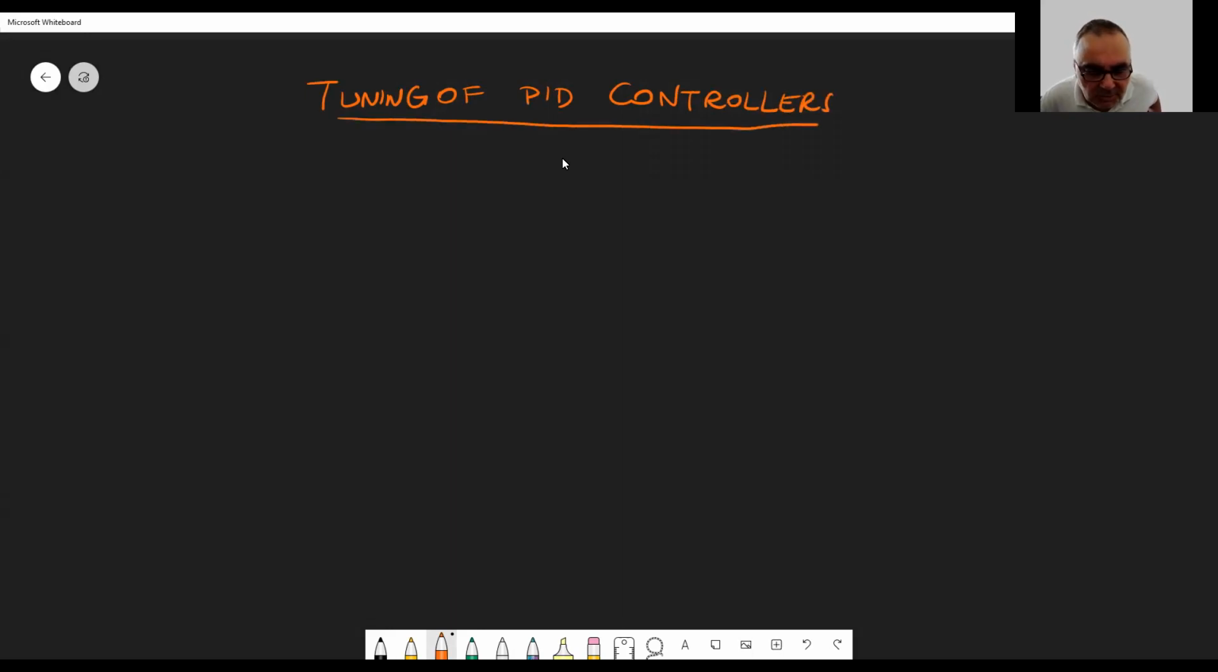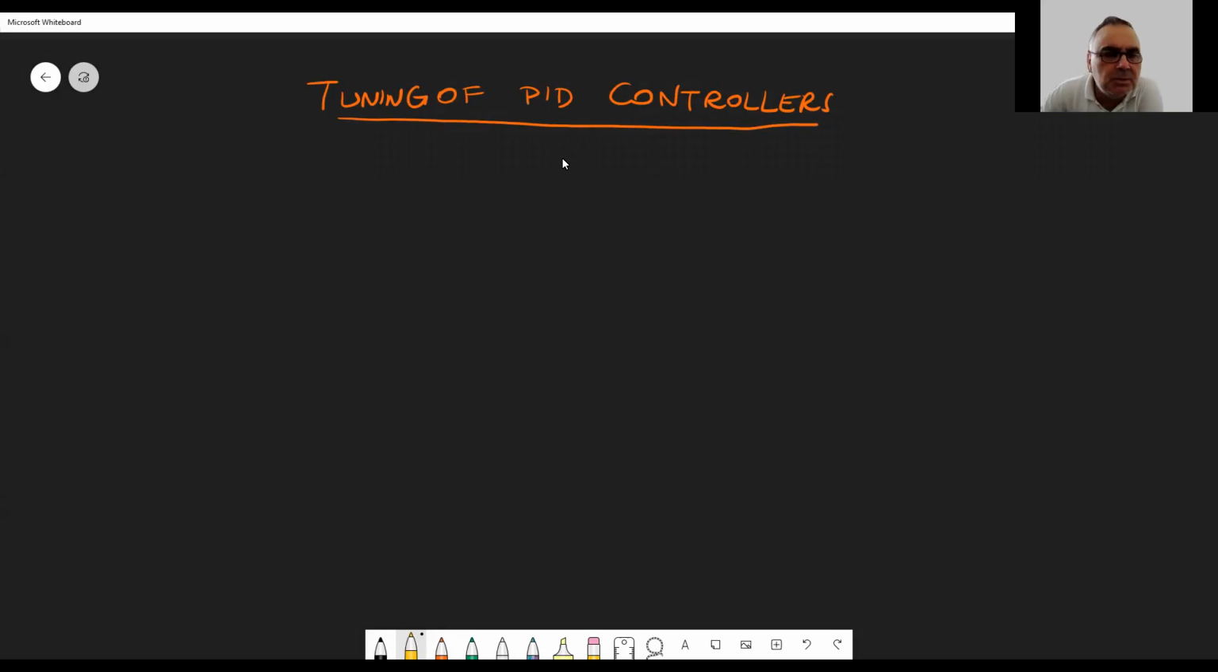So the topic will be the tuning of PID controllers, which is determining the parameters of the PID controllers.